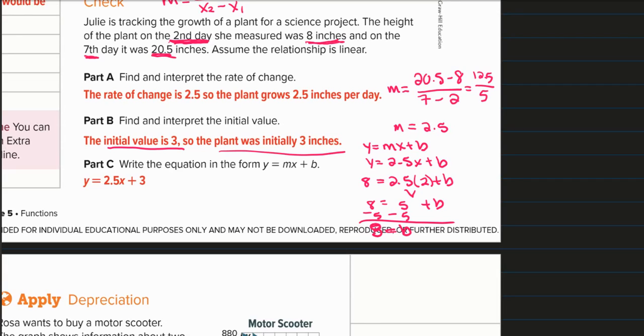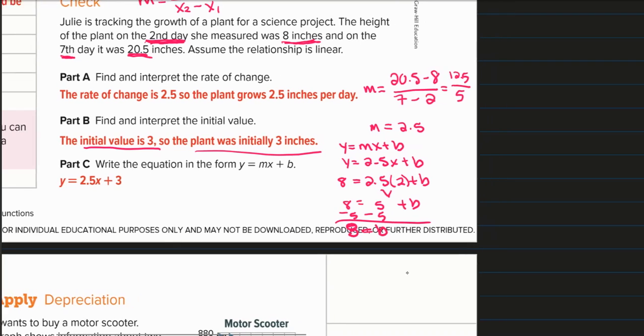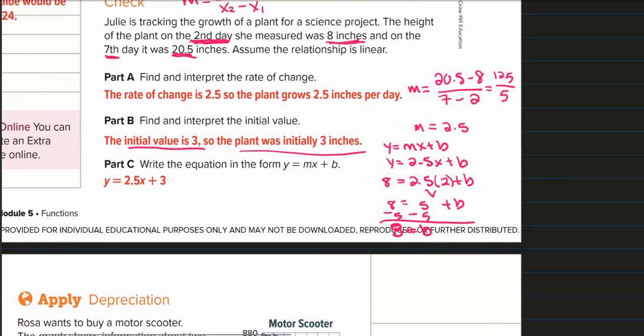Plug it all into y equals mx plus b. We plug in our m, which is 2.5. We plug in our b, which is 3. So we get y equals 2.5x plus 3. All right, we're almost done. We need to apply what we just learned.